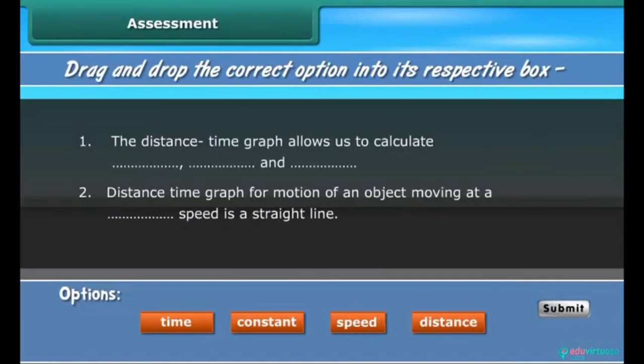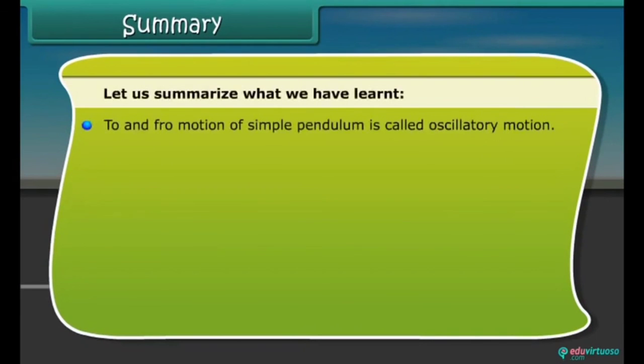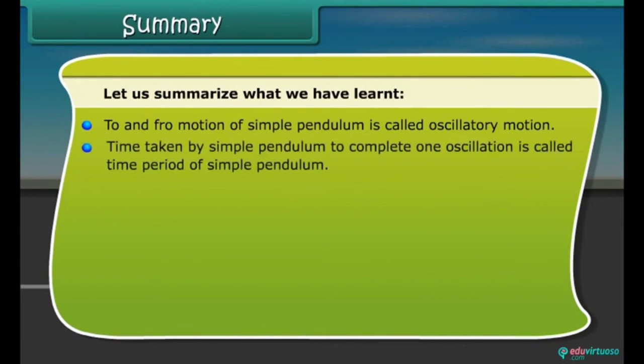Let me summarize. Let us summarize what we have learned. To and fro motion of a simple pendulum is called oscillatory motion. Time taken by a simple pendulum to complete one oscillation is called the time period of a simple pendulum.